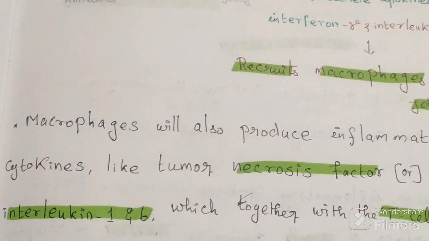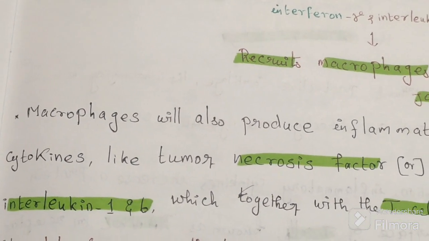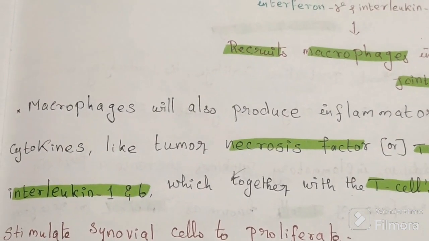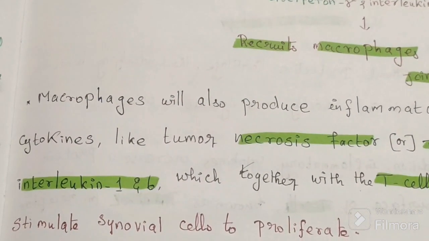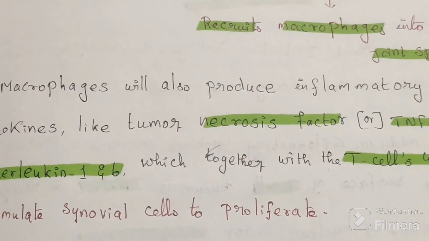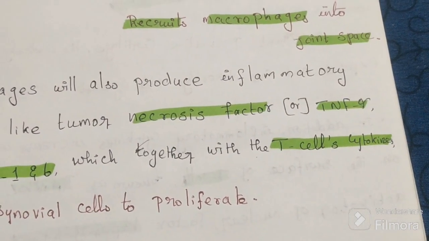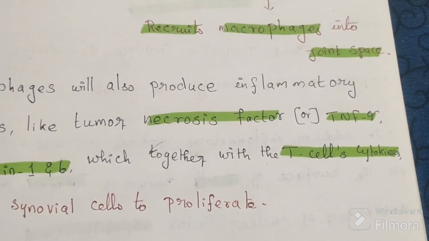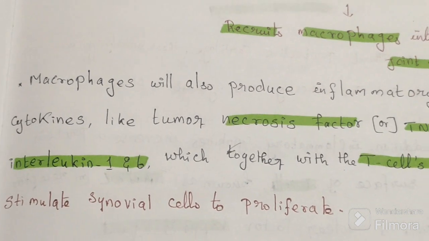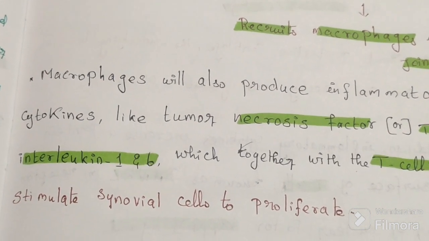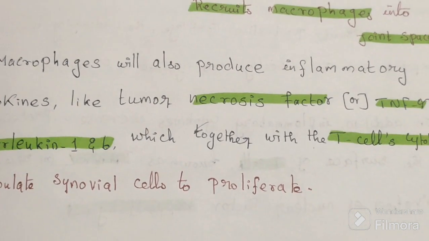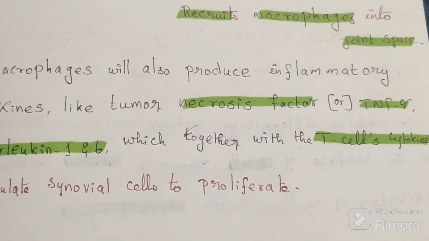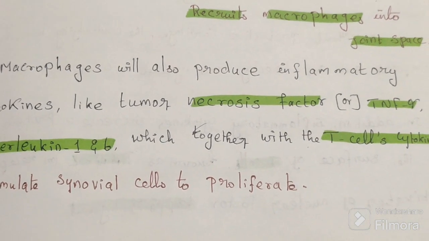These macrophages will also produce inflammatory cytokines like tumor necrosis factor alpha, interleukin 1, and interleukin 6, which together with the T cell cytokines stimulate synovial cells to proliferate.